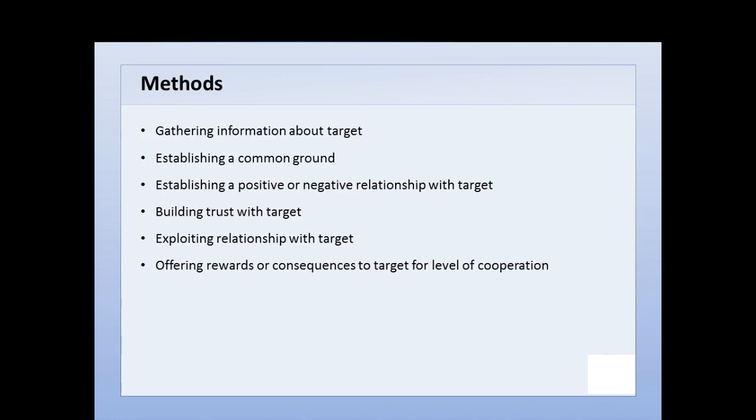And eventually, a positive or negative relationship is established with the target. Now, a positive relationship could be a friendship or companionship or even an intimate relationship. A negative relationship might mean something like blackmail or bribery. In any case, you might build trust with the target, or in the case of a negative relationship, you might even build fear with the target.